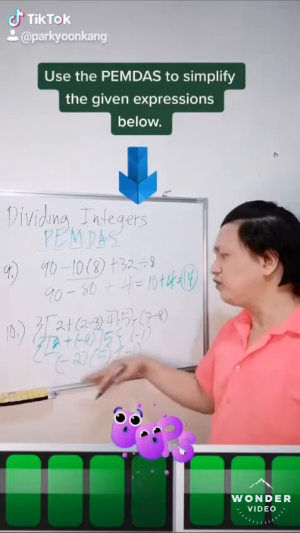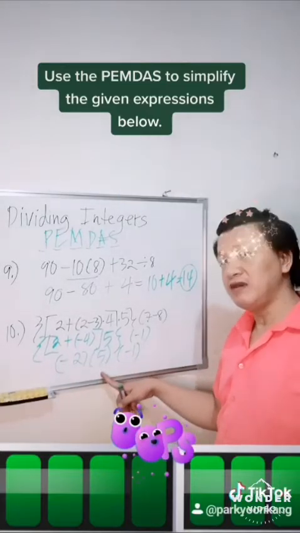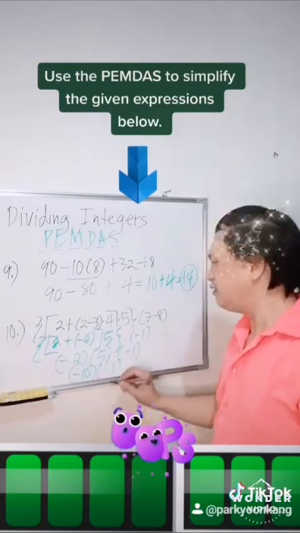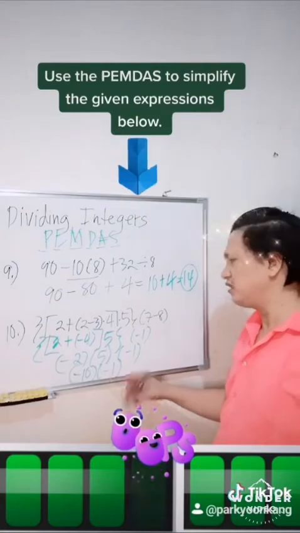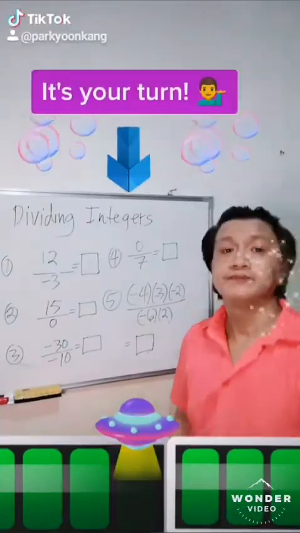And then, you do the operation for multiplication. What is negative 2 times 5? This is simply negative 10. And bring down yung negative 1. And then, what is negative 10 times negative 1? This is now positive 10. That is the answer for the given.